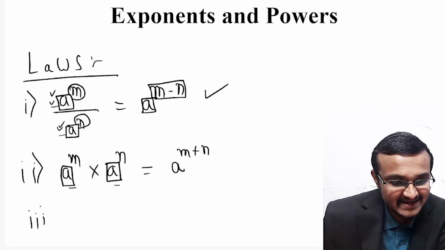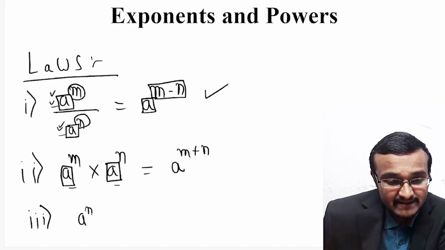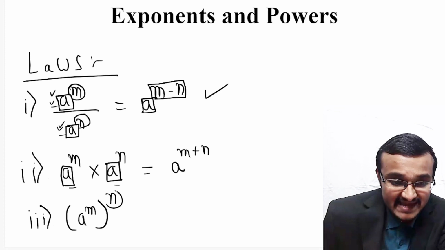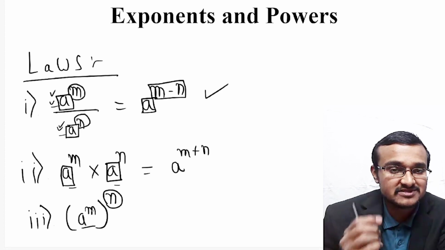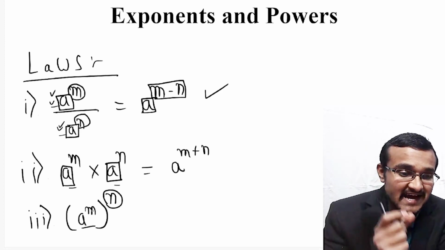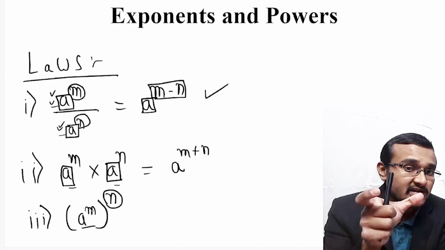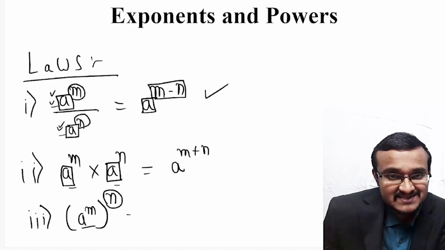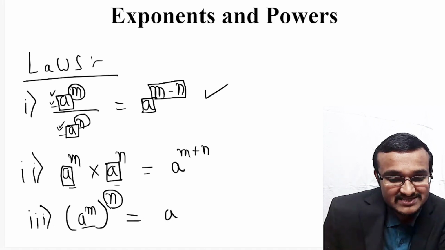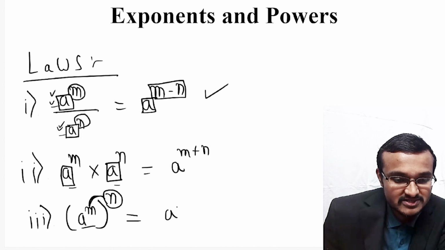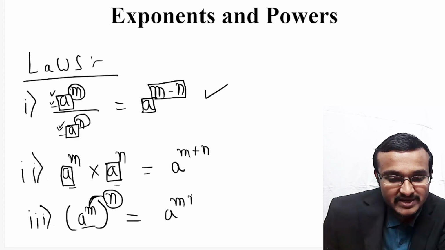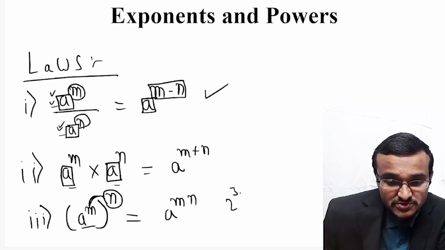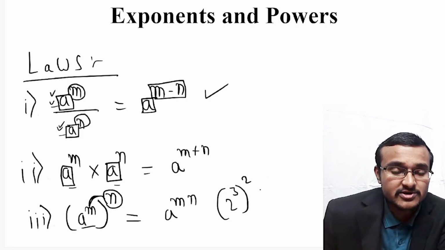Coming to the next law, a power m whole power n, that means this n is the power for a power m. That means you should take the value of a power m and that value should be powered with n. When the case is like this, you can directly multiply these two powers. So it will become a power mn. I can explain this with an example. Let's suppose 2 power 3 is there, whole power 2 is there.